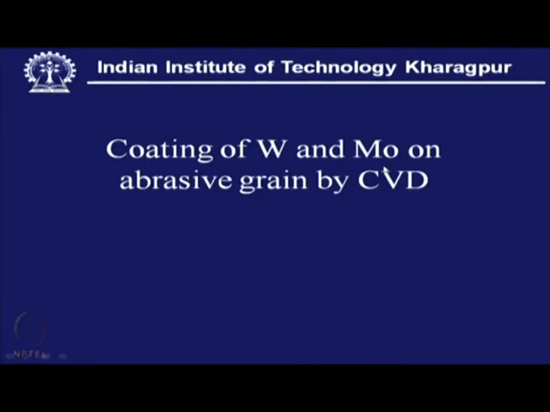However, the most interesting thing with tungsten and molybdenum so far as diamond is concerned is that they have a matching thermal coefficient of expansion. So, if tungsten carbide and molybdenum carbide form during CVD as a result of interaction between the substrate and the coating, then molybdenum and tungsten can be very good candidates for modifying the substrate surface.